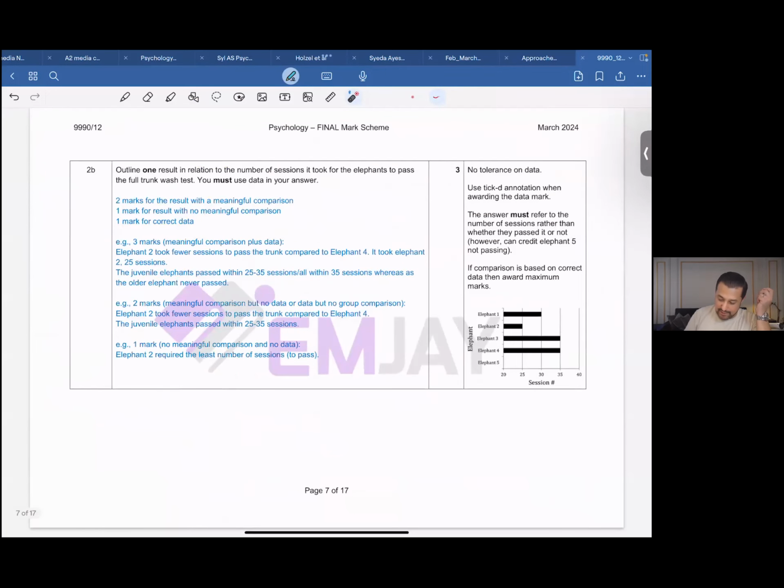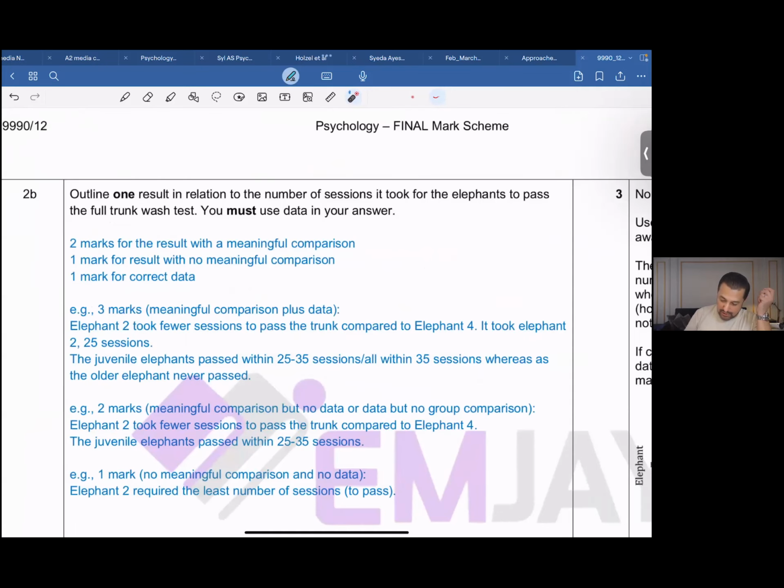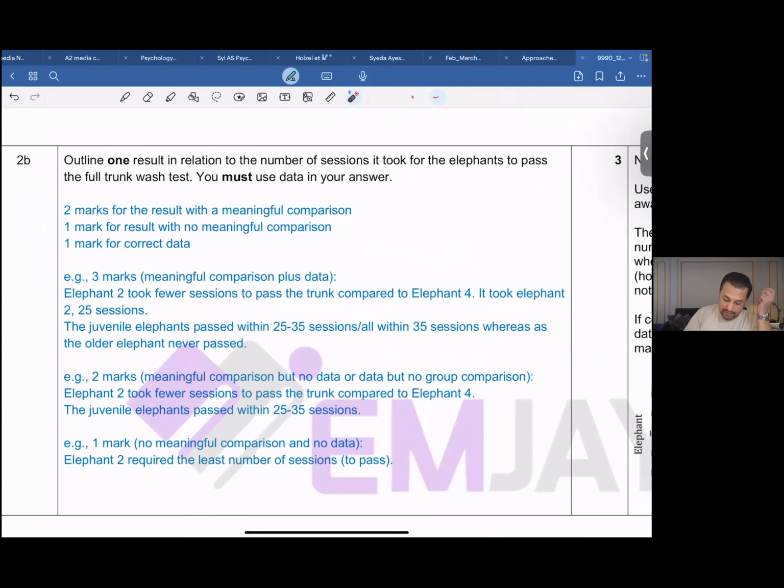Let's take this ahead and move on to question number 2B, which is worth 3 marks. But before I proceed, let's have a quick look at what the question demands from us. The question says, outline one result in relation to the number of sessions it took for the elephants to pass the full trunk wash test. You must use data in your answer.